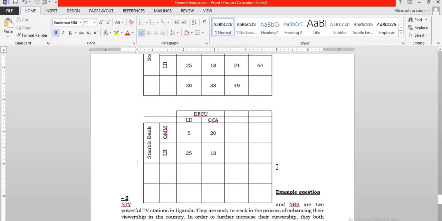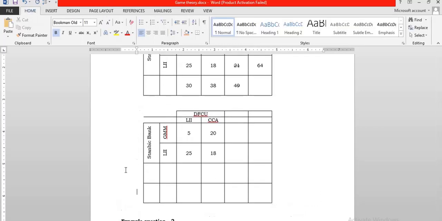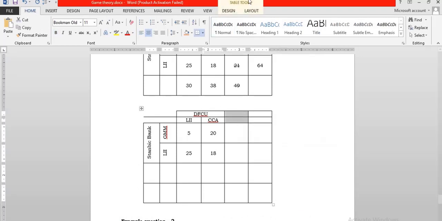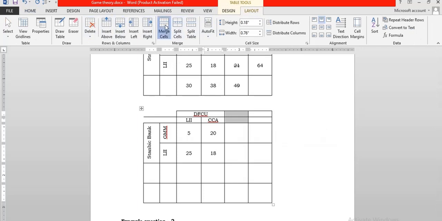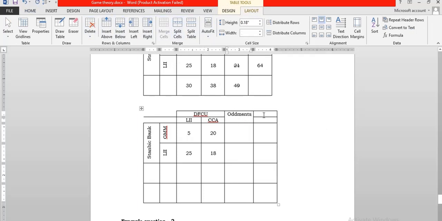Okay, so now we have these figures. So I told you we're going to compute the oddments. We have what we call oddments, and from there we shall get probabilities.